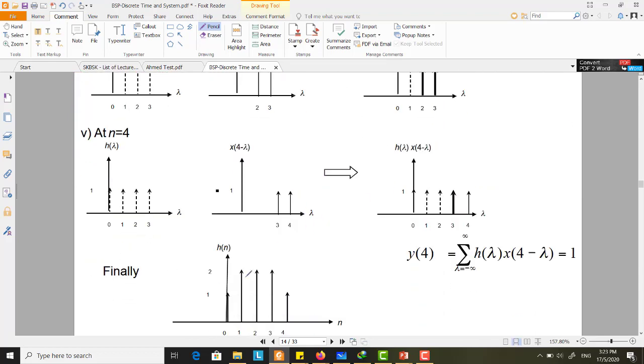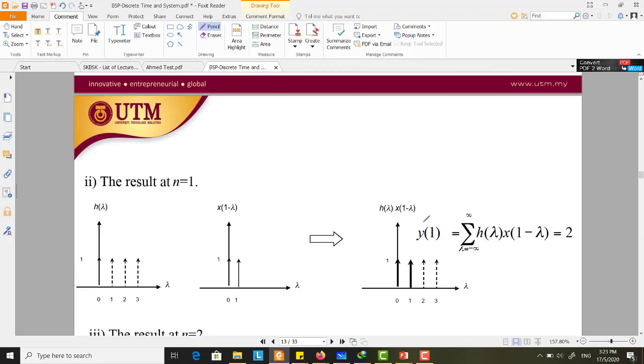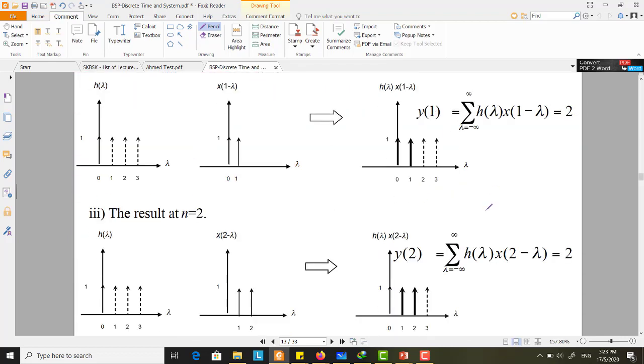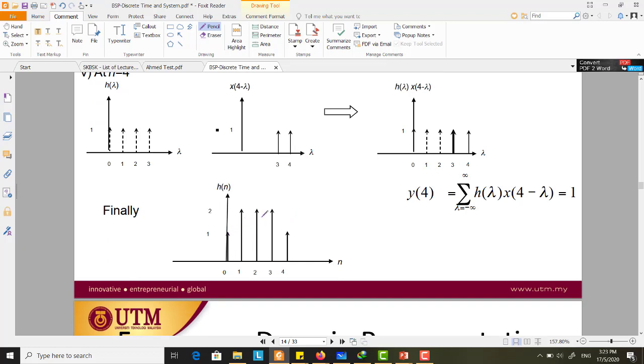If you finish up, then you can plot back your yn. So y0 is equal to 1 because of this one. y0 is equal to 1, y1 is equal to 2, y2 is equal to 2. So you can see that the final output is 1, 2, 2, 2, 1. So that is how you compute the output of the convolution process.